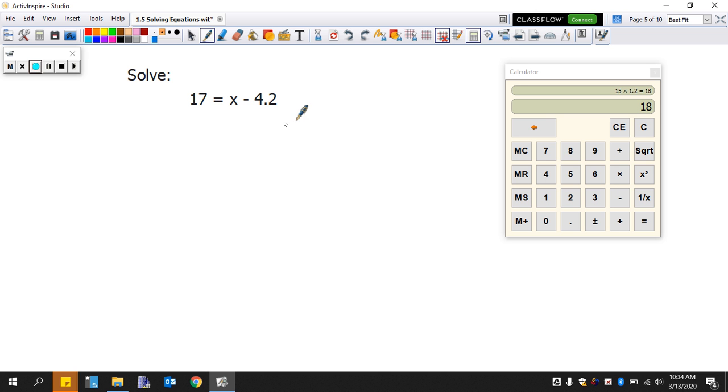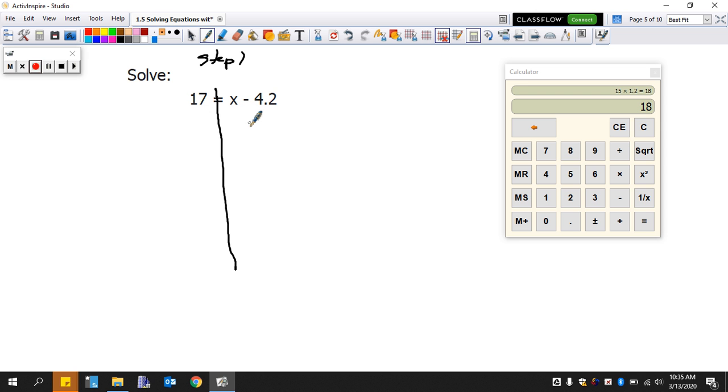This is the same thing. Step 1, draw our line. The only little difference here is that we have the variable on the right-hand side rather than on the left-hand side. That does not make any difference. You still follow the same exact steps.